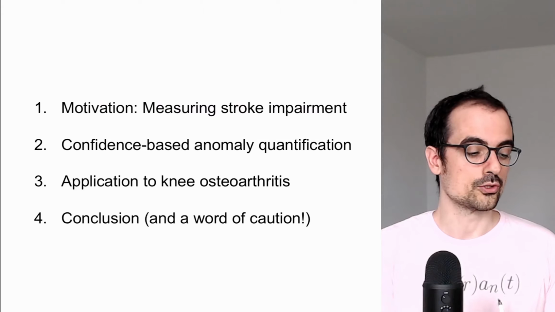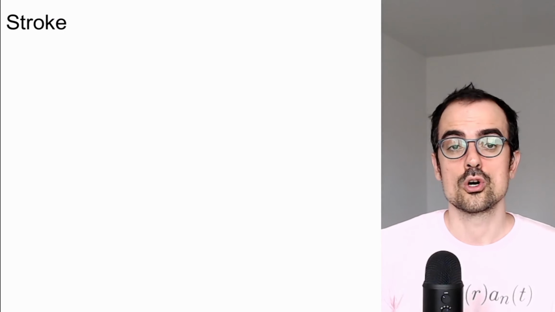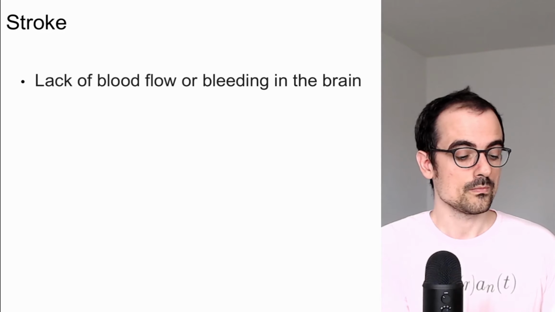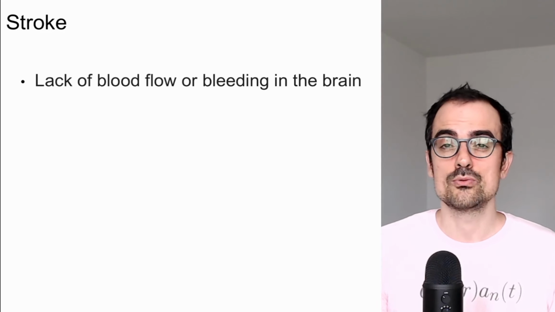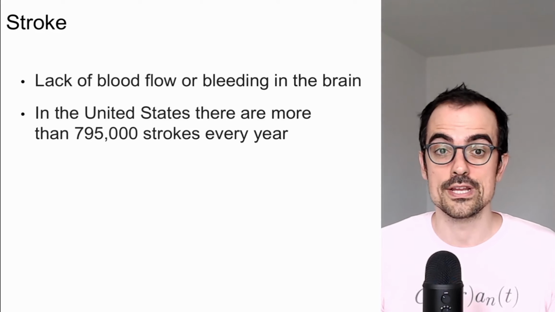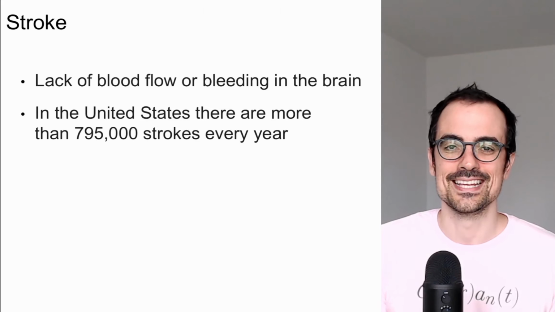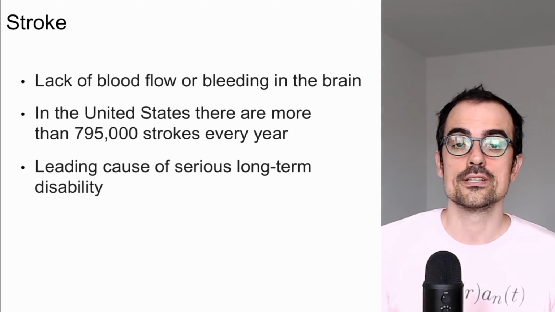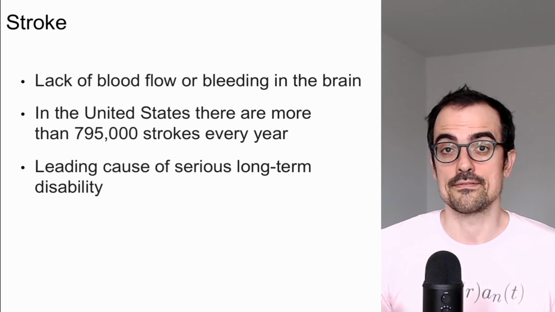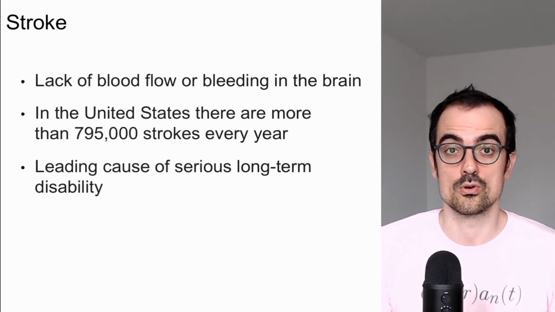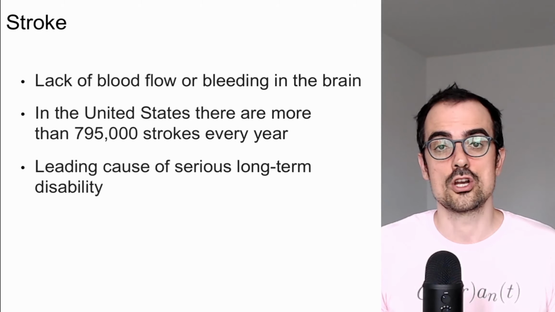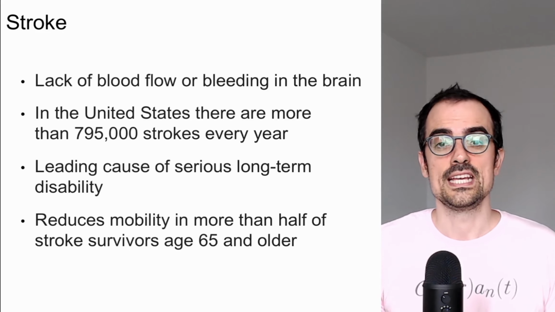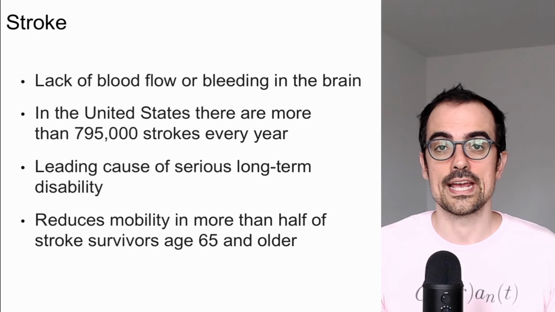So let's start talking about stroke. Stroke is caused by lack of blood flow or bleeding in the brain. Around 800,000 people suffer from stroke every year in the United States. So as you can see, it's really a big deal. And unfortunately, a lot of those patients are impaired, have their movements impaired due to the stroke. Stroke is one of the leading causes of serious long-term disability. In fact, stroke reduces mobility in more than half of stroke survivors age 65 or older.